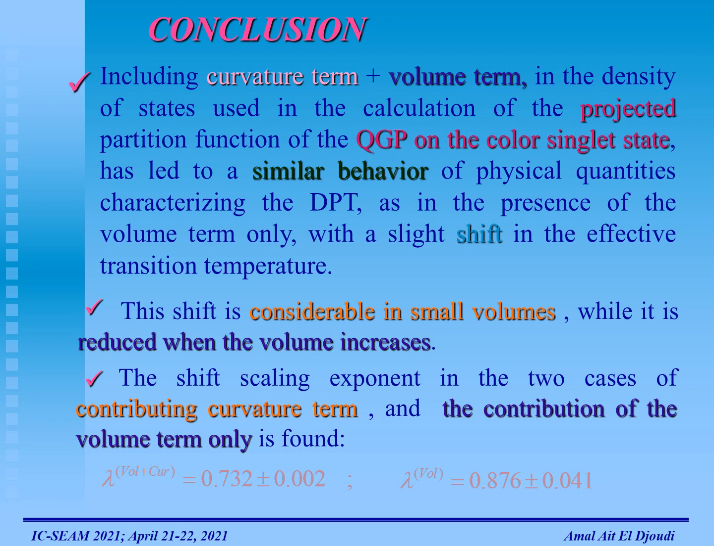So, including the curvature term additionally to the volume one in the density of states has led to a similar behavior of physical quantities characterizing the deconfining phase transition, as in the presence of the volume term only, with a slight shift in the effective transition temperature. This shift is considerable in small volumes, while it is reduced when the volume increases. Also, the contribution of the curvature term lowers the value of the shift scaling exponent.